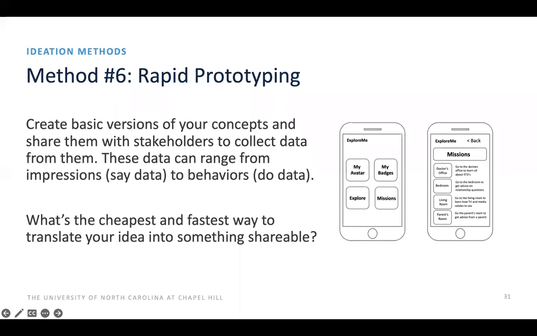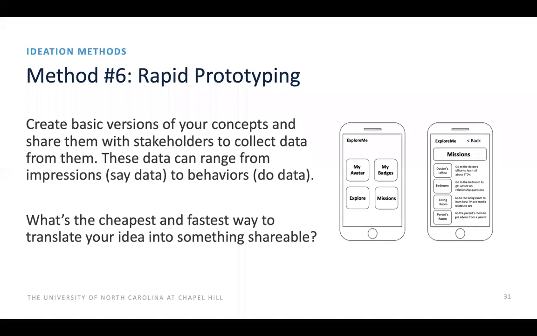So again, we're not putting all of our eggs in one basket. We are testing lots of different ideas in low cost, fast ways. So this is where you create basic versions of your concepts and share them with stakeholders to collect data from them. So the data can range from impressions, what we call "say" data, to behaviors, which we call "do" data. So what's the cheapest and fastest way to translate your idea into something shareable with the purposes of getting feedback?